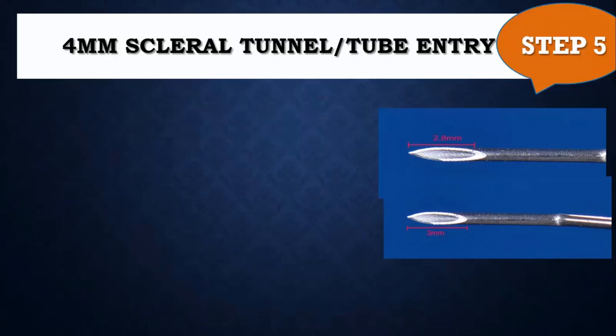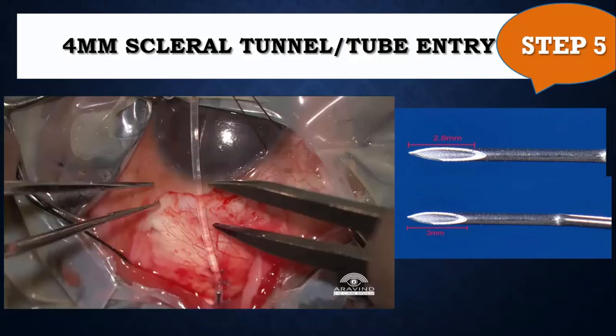So now comes the most crucial step, that is the creation of a 4 mm long scleral tunnel. Here the tip of the bevel is 2.8 to 3 mm. This is the 23 gauge bent needle. This 23 gauge bent needle is used to create a 4 mm long scleral tunnel. In our institute, we are routinely doing a patchless Aadi surgery, but placing a patch graft or doing patchless surgery depends upon the surgeon's discretion.